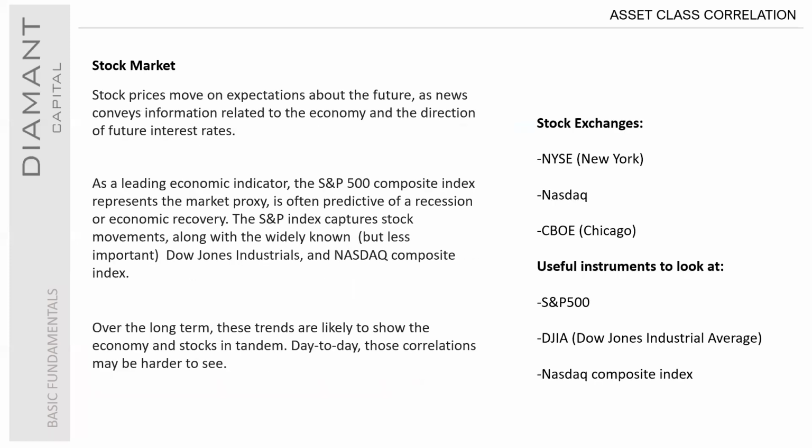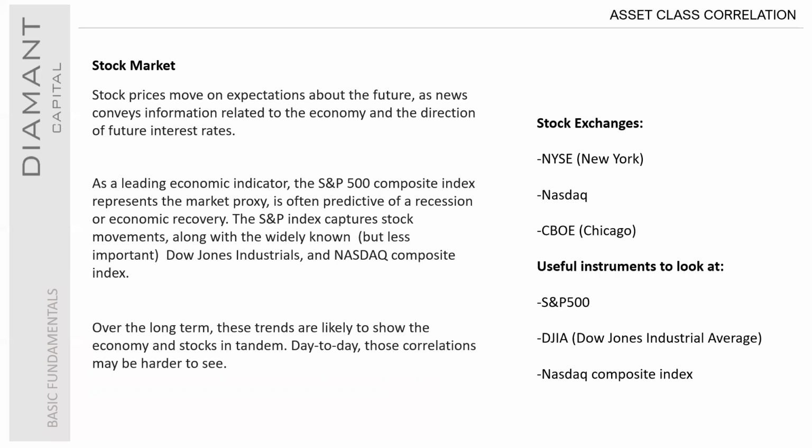Now next, the stock market. Stock prices move on expectations about the future, as news conveys information related to the economy and the direction of future interest rates. As a leading economic indicator, the S&P 500 Composite Index, just before we get into that, the S&P 500 is pretty much 500 of the top companies in the US, all bunched together in an index where investors can put their money in and see returns on that. And the S&P 500 represents the market proxy. It's predictive of a recession or an economic recovery.